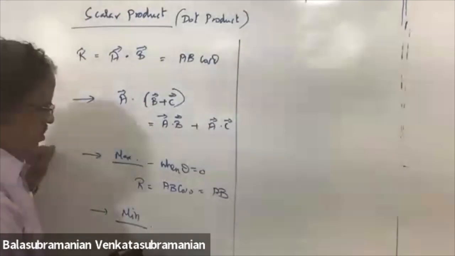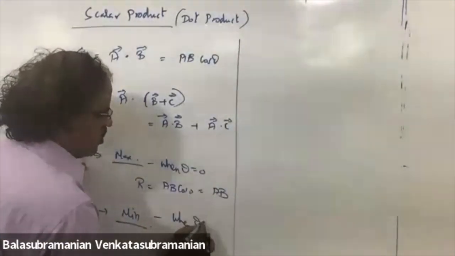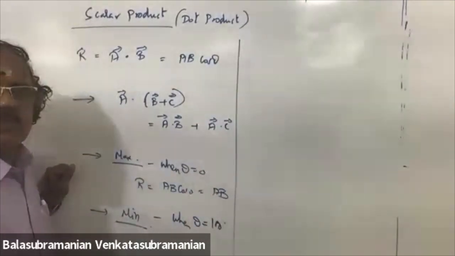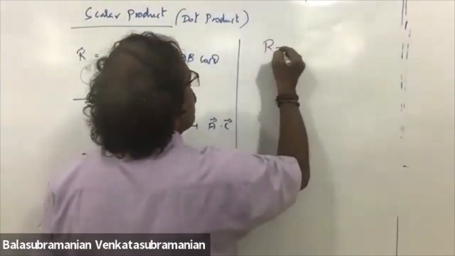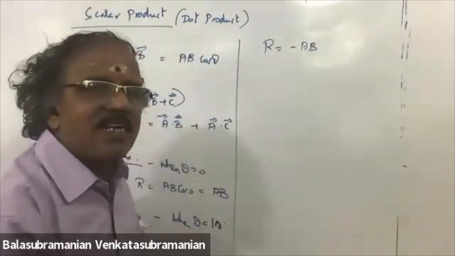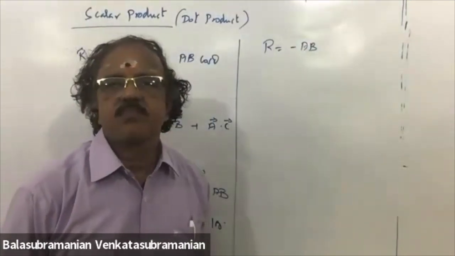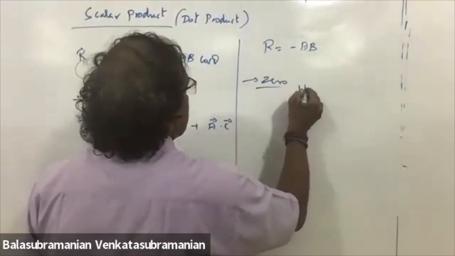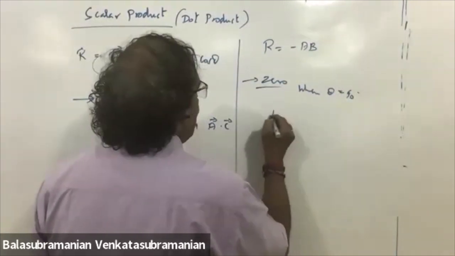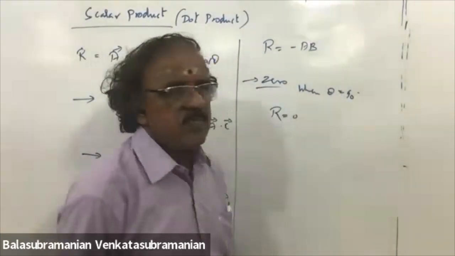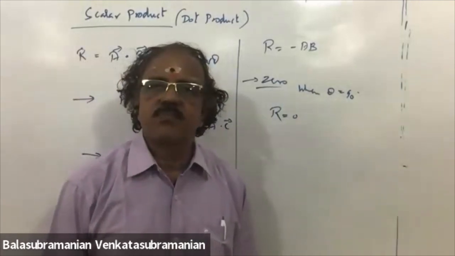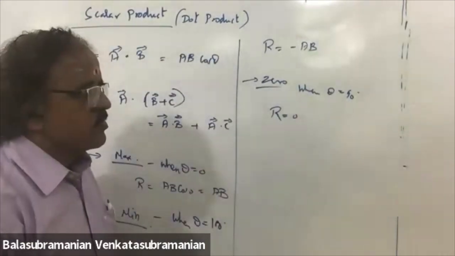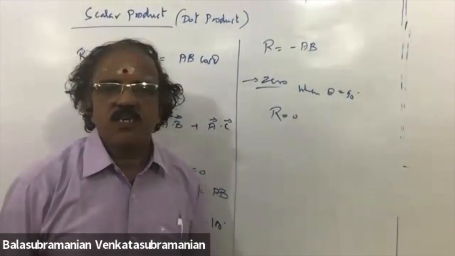Minimum value. When theta is equal to, here everybody will write wrongly. It is 180. R is equal to minus AB. Negative value is less than 0. Zero: when theta is equal to 90 degree, R is equal to resultant is 0. Cos 90 is 0. So these two vectors are perpendicular. This is the case.